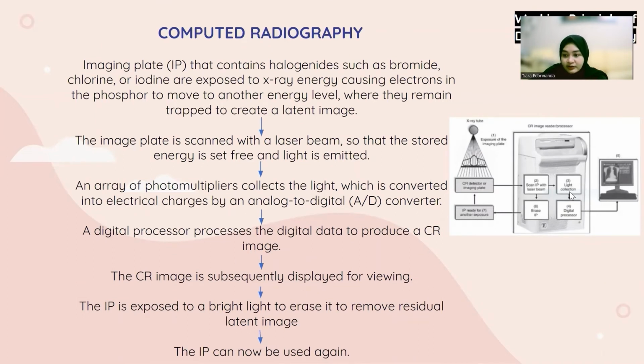And the next step is the digital processor. The digital processor processes the digital data to produce a CR image. The CR image is subsequently displayed for viewing, and the next step is the IP is exposed to bright light to erase it and remove the residual pattern image, and then after that, the IP is ready for another exposure.